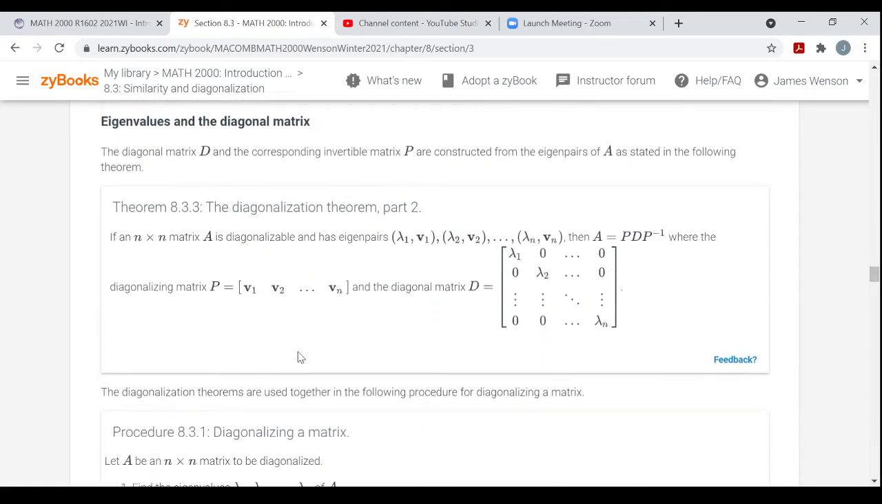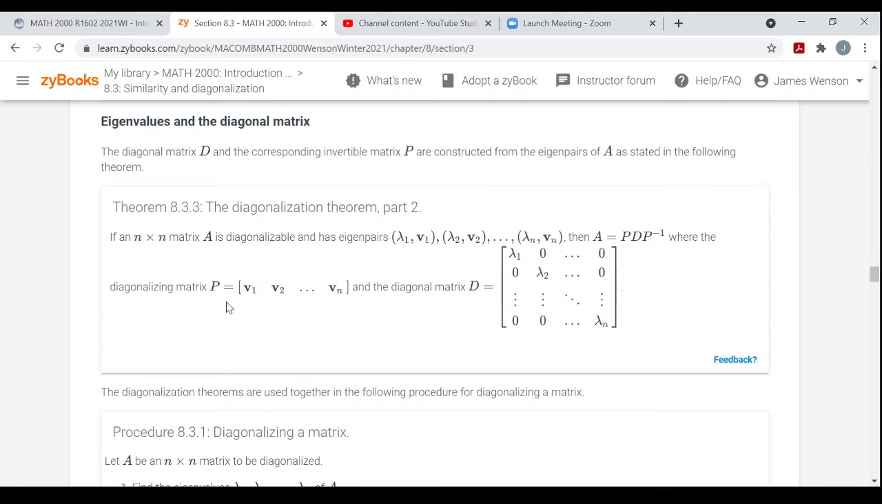Okay. So now, I've already done an example of this. I've already shown you how to diagonalize a matrix. Remember this, once you have found these n independent eigenvectors, the matrix P that was talked about, you just put those n independent eigenvectors as columns, and there's your matrix P.